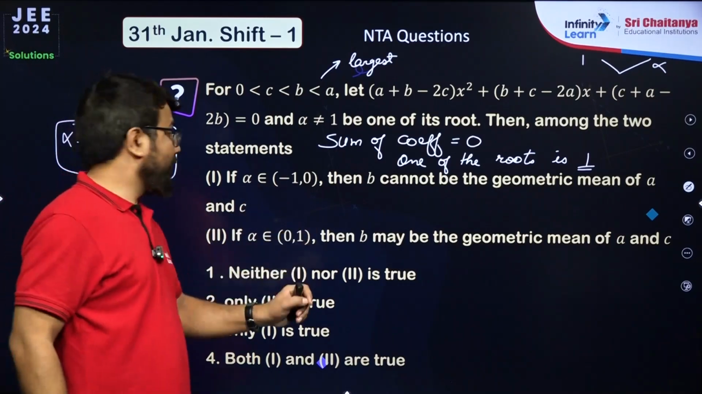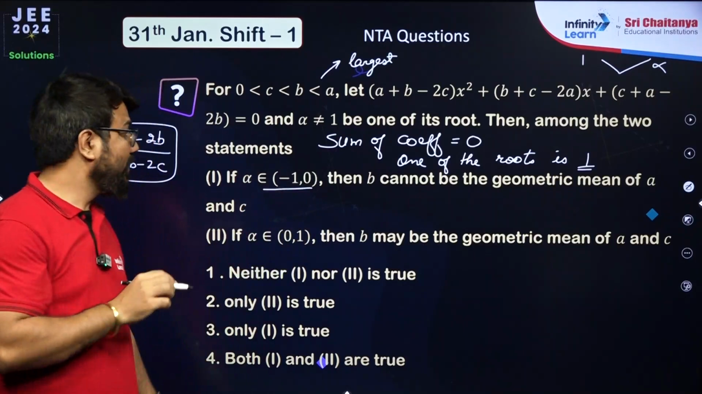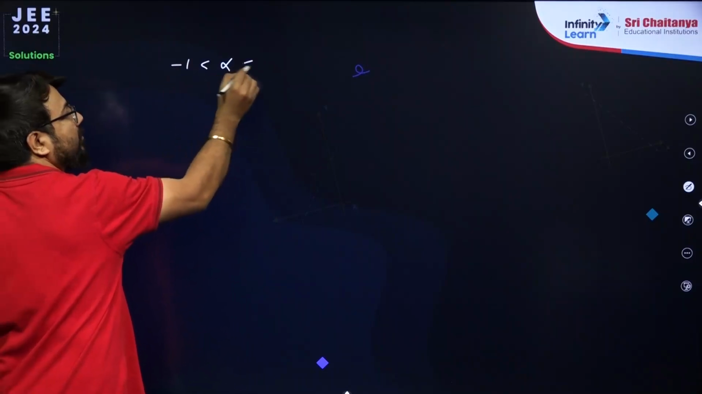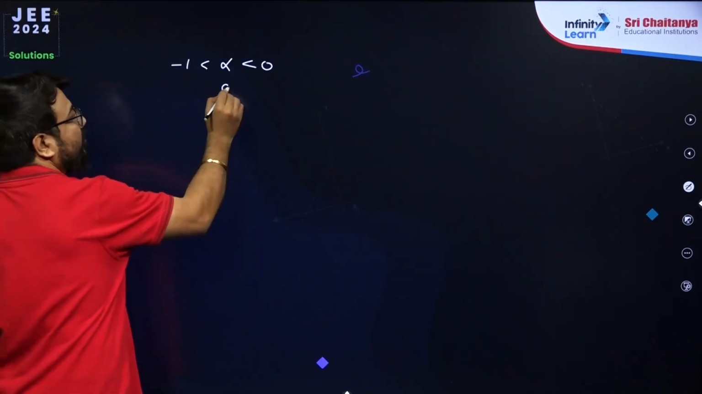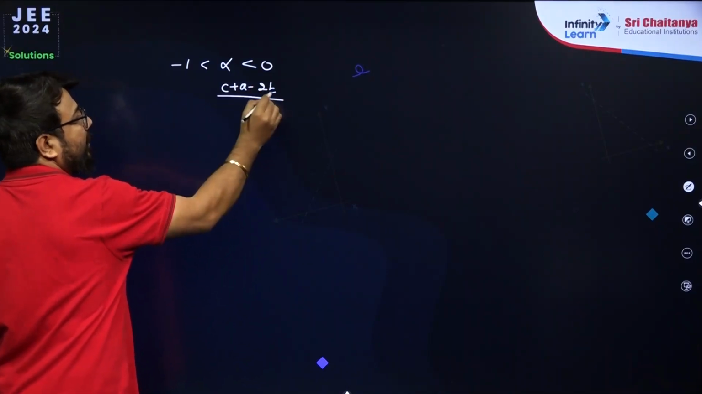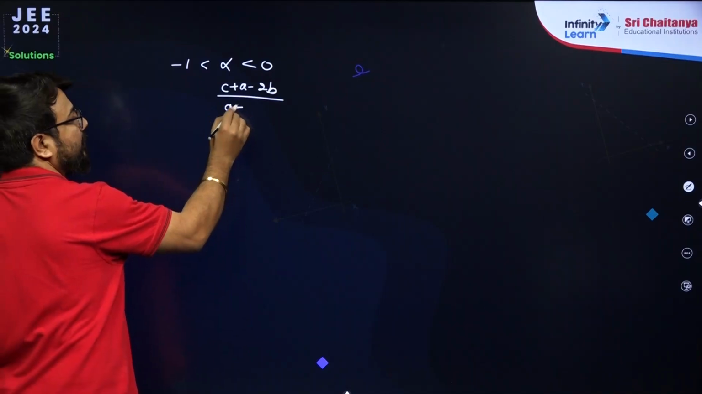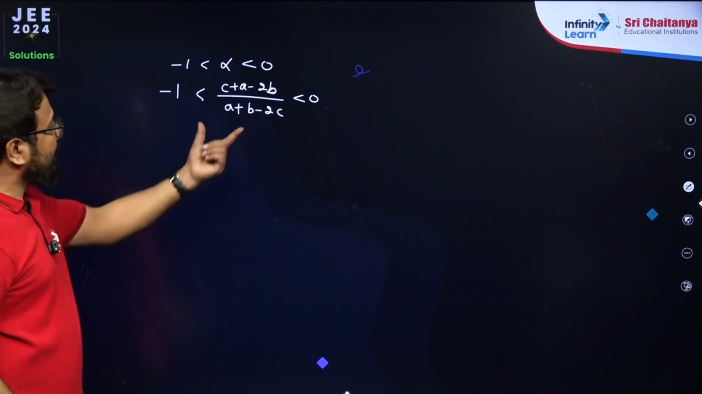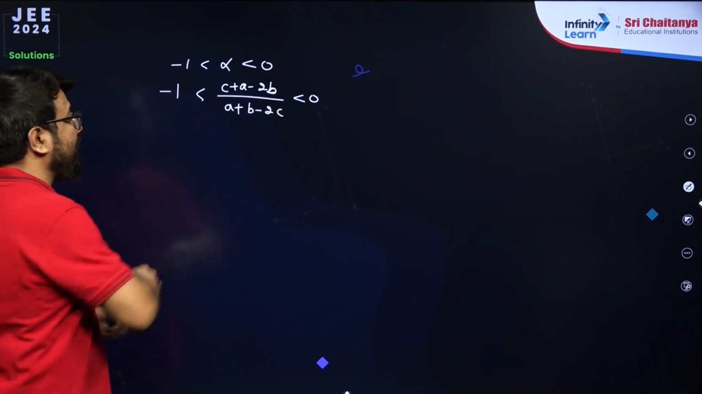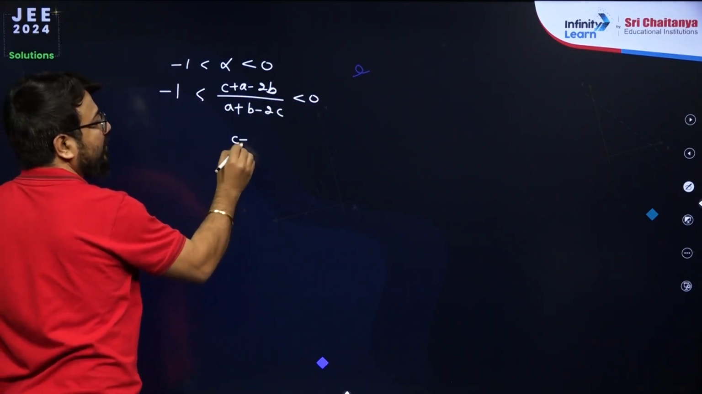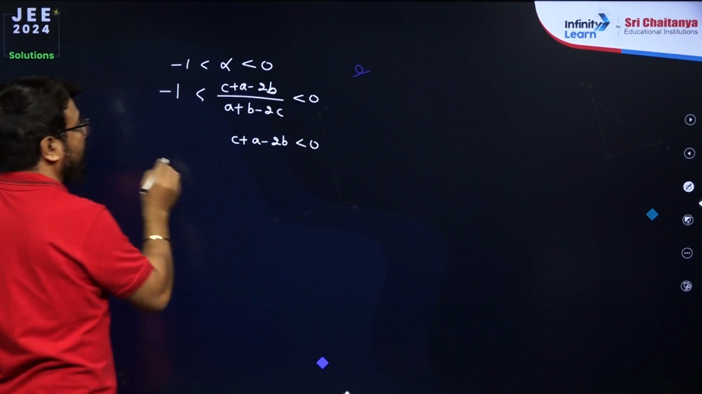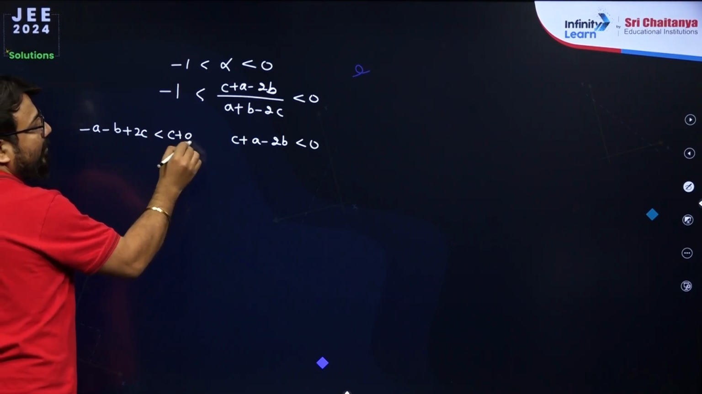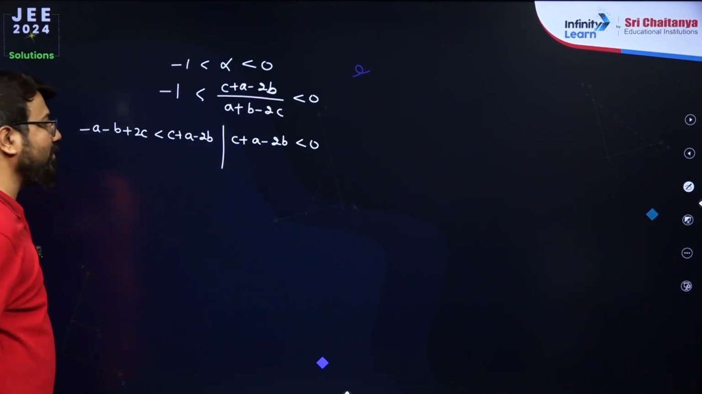Now in case number 1, they have written that alpha is between minus 1 and 0. Then B cannot be the geometric mean of A and C. So if alpha is between minus 1 and 0, where is alpha? It is (C plus A minus 2B) whole divided by (A plus B minus 2C). Do you think that A plus B minus 2C is positive? Yes, because A is the largest one. So this is positive. If I take it to both sides, nothing will happen. It will be C plus A minus 2B less than 0, and here it will be minus A minus B plus 2C. The sign of inequality will remain the same because a positive quantity is taken to the other side.